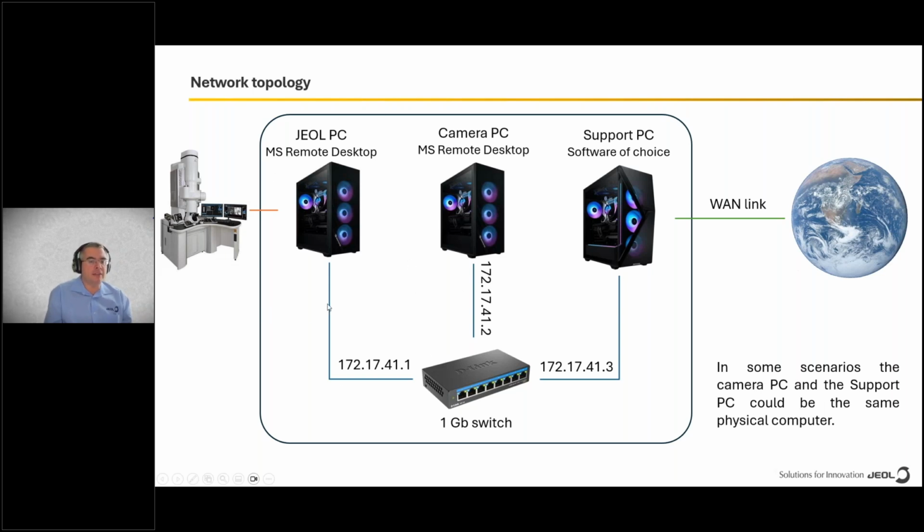However, it may be a part of a local network, and one of the other computers, for example, the camera PC or the support PC, could be connected to the wider internet. This normally depends on the amount of funding available. So if people can get a support PC, they normally want one. It also depends on the local IT regulations.